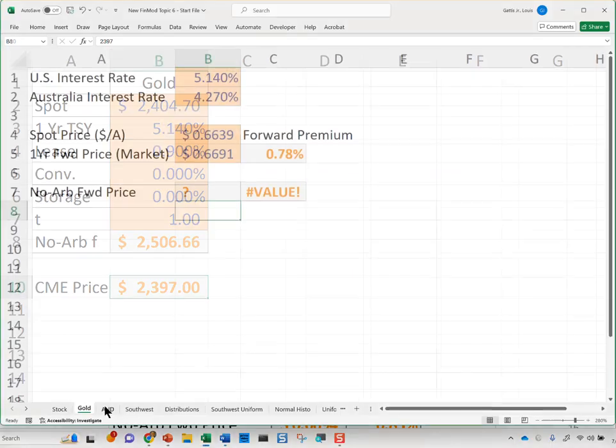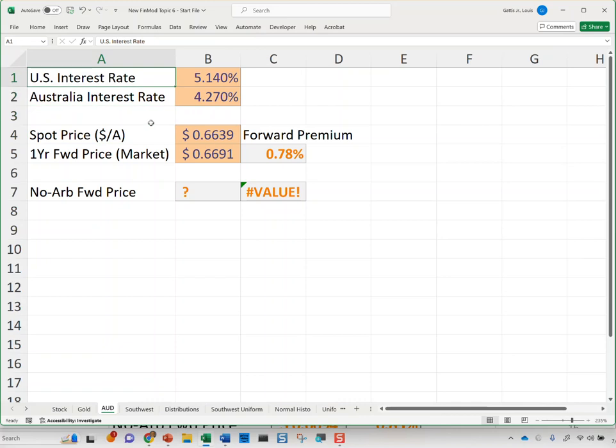Australian dollar, and say that US interest rates are 5.14, Australian interest rates are 4.27 on this day. The spot price, the dollar price of an Aussie, was 66.39. There was the forward price, but what was the no arbitrage forward price? It's the spot price times 1 plus the US interest rate divided by 1 plus the Aussie interest rate. And you can see it's almost the exact same calculation.